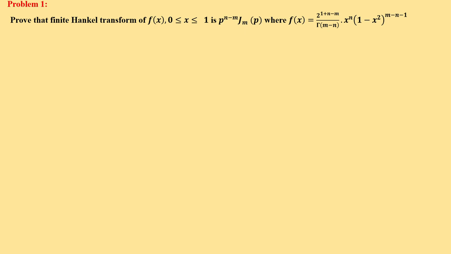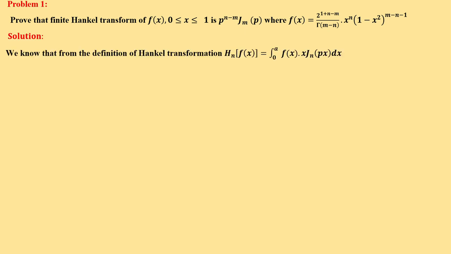Prove that the finite Hankel transformation of f(x) on the interval 0 to 1 is p^(n-m) J_m(p), where f(x) = 2^(1+n-m)/Γ(m-n) × x^n (1-x²)^(m-n-1).